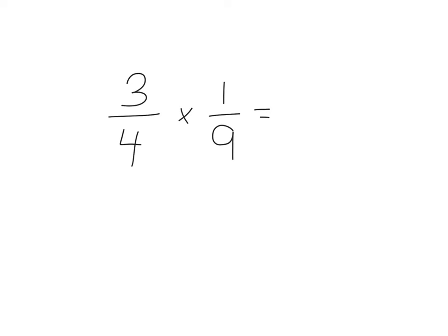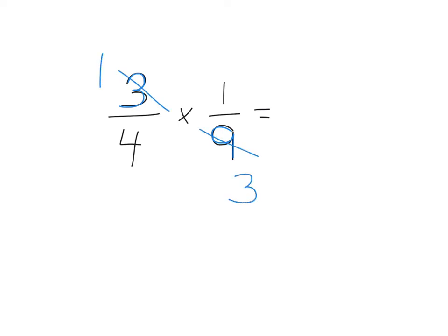Now I have 3/4 times 1/9. So I'm trying to look for one numerator and one denominator that can be divided by the same whole number. Here we go. The 3 and the 9 can both be divided by 3. So 3 divided by 3 is 1, and 9 divided by 3 is 3.